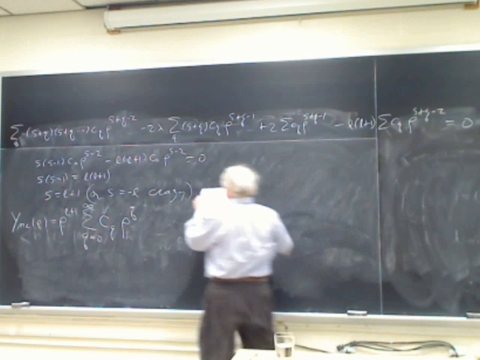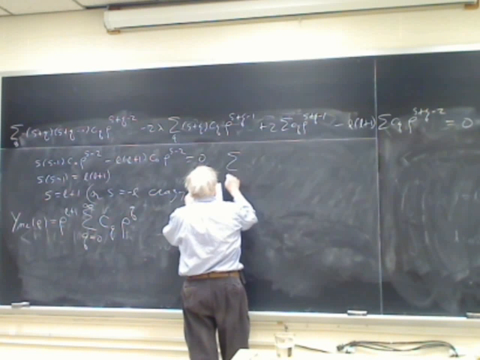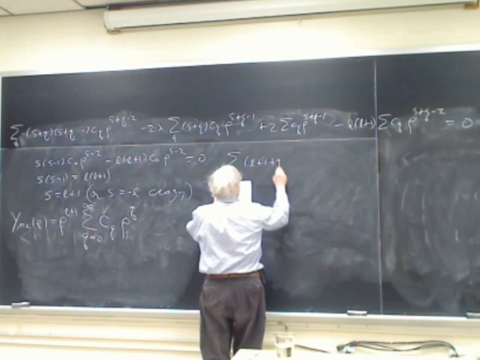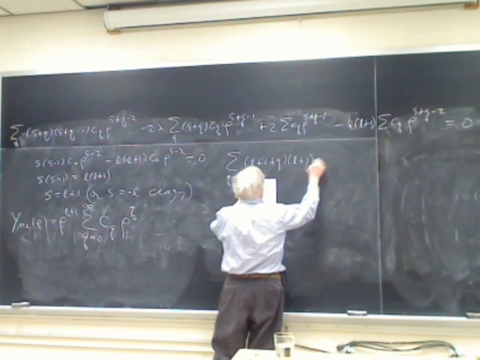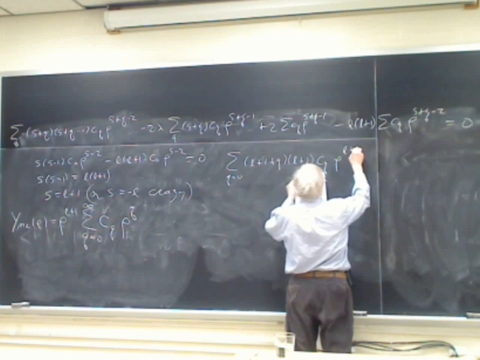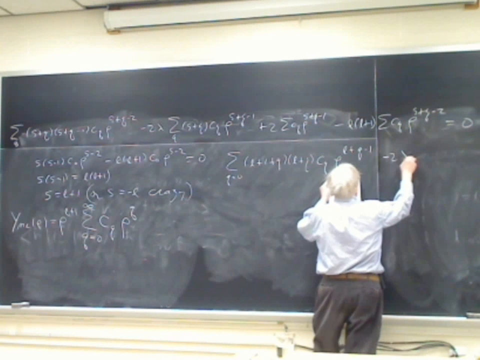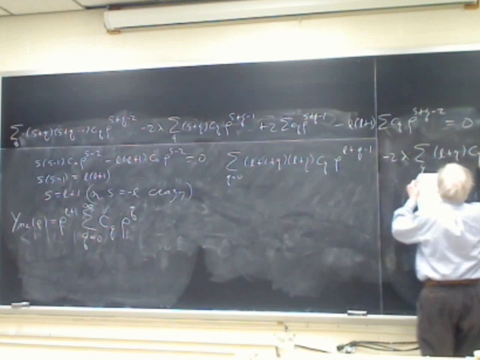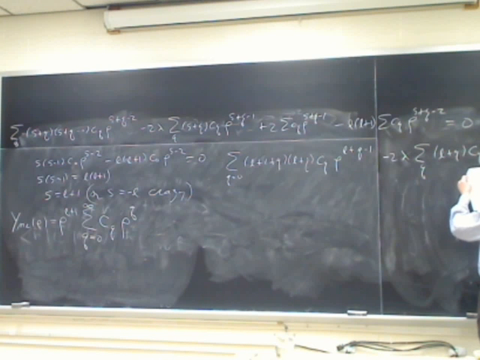So when we do that, this becomes the following. Sum over q equals 0 to infinity, I've set s equal to l plus 1, of (l plus q)(l plus 1 plus q) c_q rho to the l plus q minus 1, minus 2 lambda sum (l plus q) c_{q-1} rho to the l plus q minus 1, plus 2 sum c_{q-1} rho to the l plus q minus 1, minus l(l plus 1) sum c_q rho to the l plus q minus 1 equals 0.